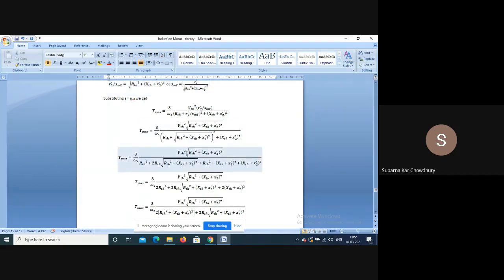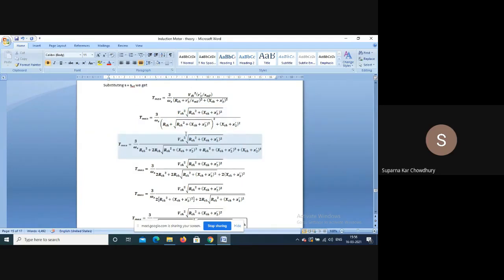So replace this by root over of R Thevenin square plus X Thevenin plus X2 dash square. This also will be replaced in this expression. So this denominator becomes R Thevenin plus root over of R Thevenin square plus X Thevenin plus X2 dash square, whole square, plus X Thevenin plus X2 dash square.